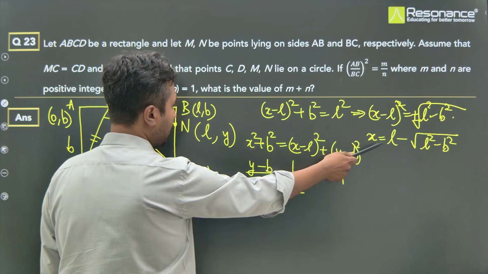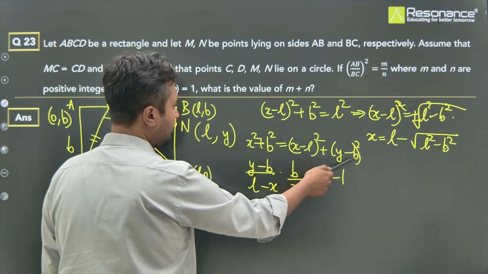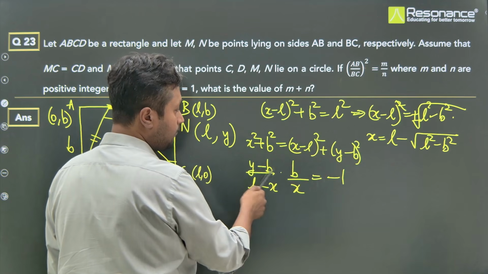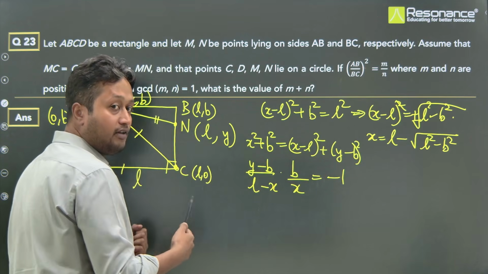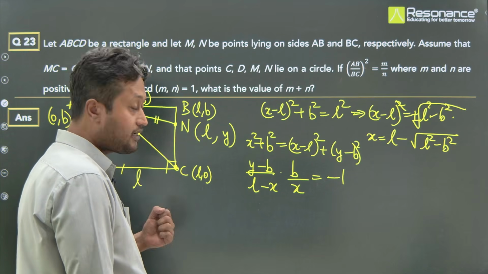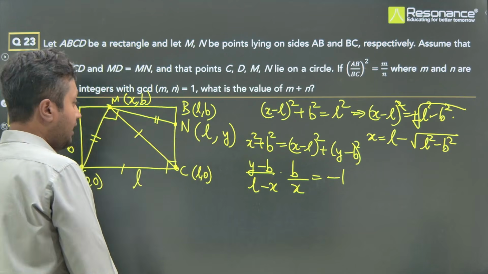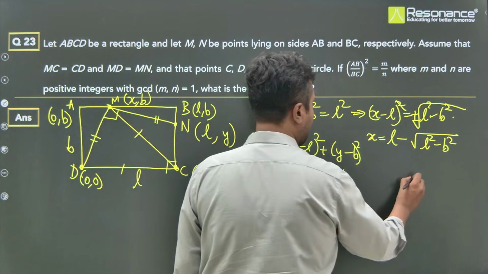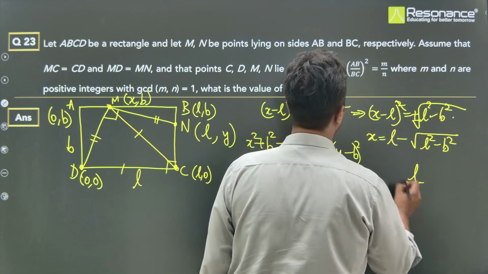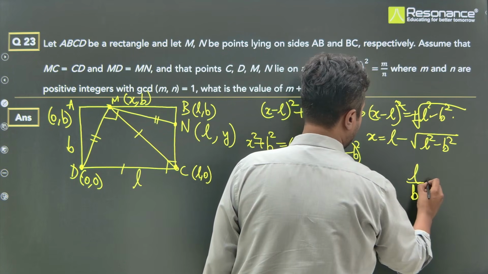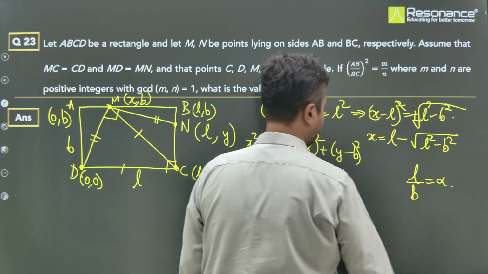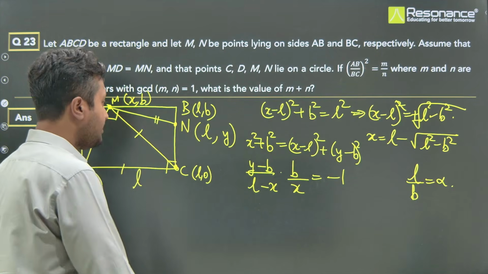So we have a value of x. From that you will have a value of y. That's the constraint that x and y will have to satisfy. And that constraint will be imposed on B and L. That will give you an equation in B and L. So let's just call L by B, which is the quantity of interest, I'm just going to call that alpha. Right? So let's see what we have.